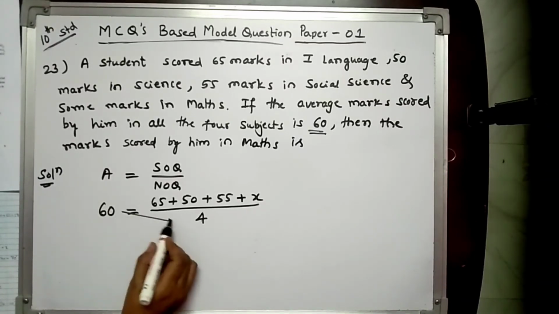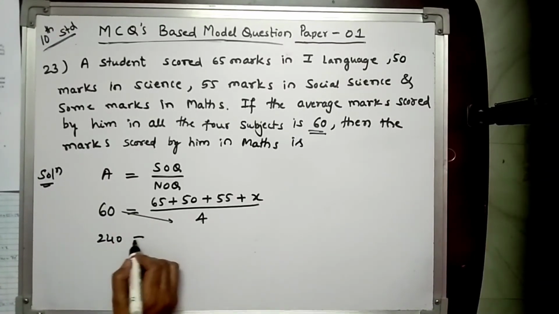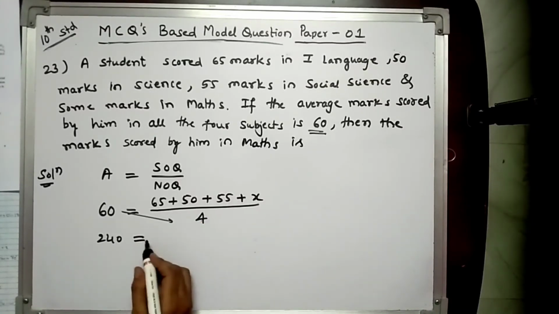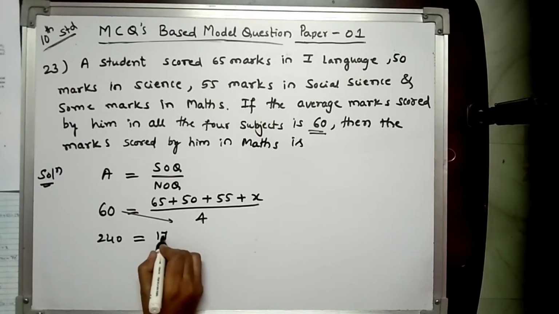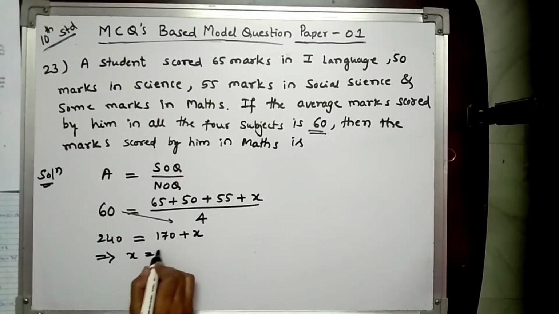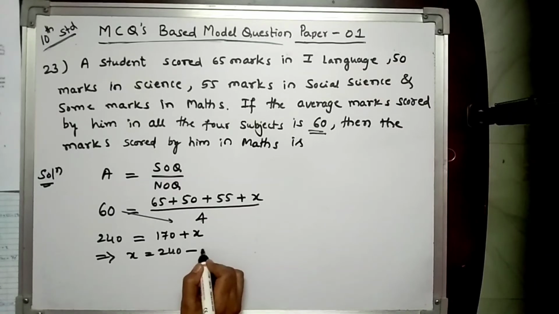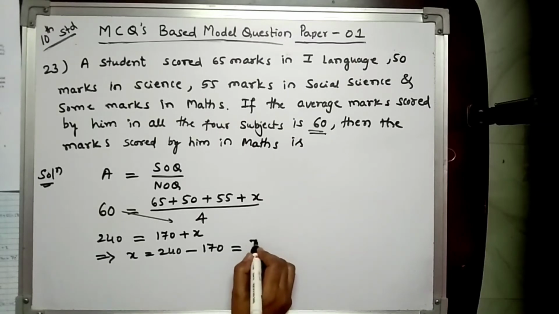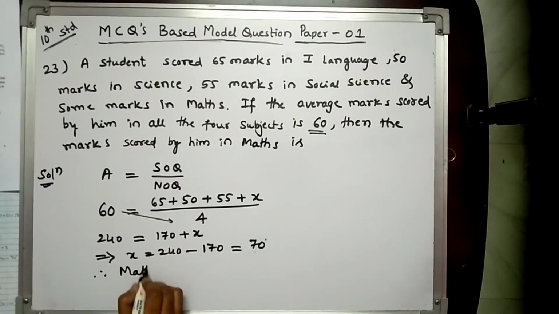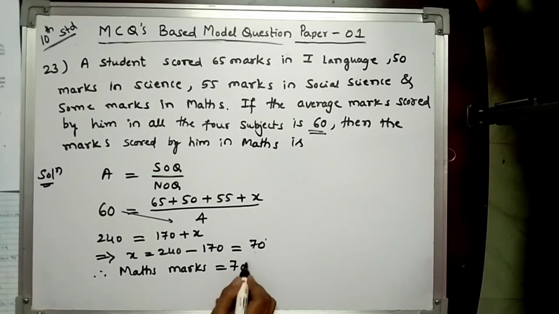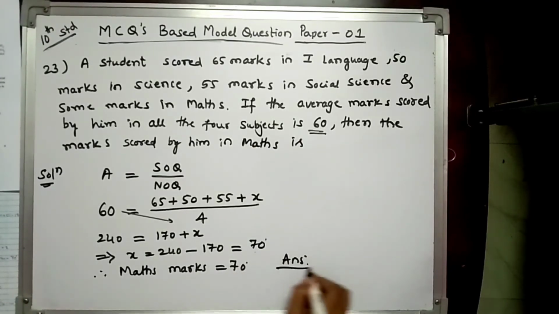So you take cross multiplication. 240 is equal to, now add all those things, 65, 50, 55, it is 170 plus x. Now x is equal to 240 minus 170. You send this to the other side, do like this. So the answer is 70. Therefore, mathematics marks is equal to 70. So answer option D.